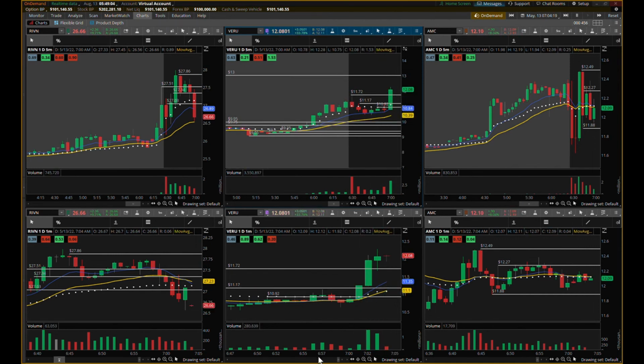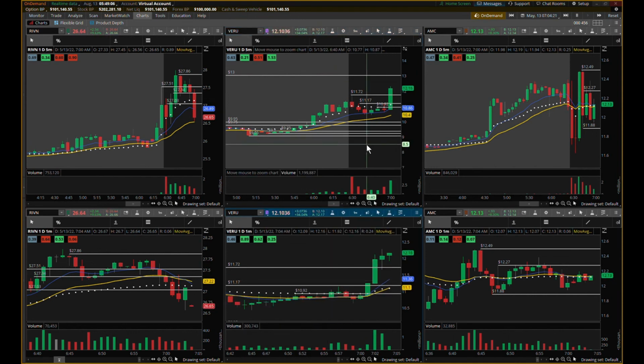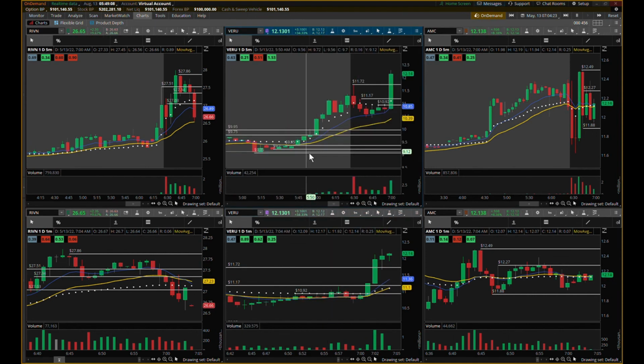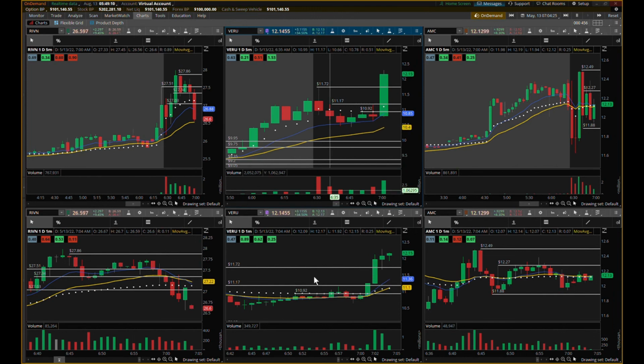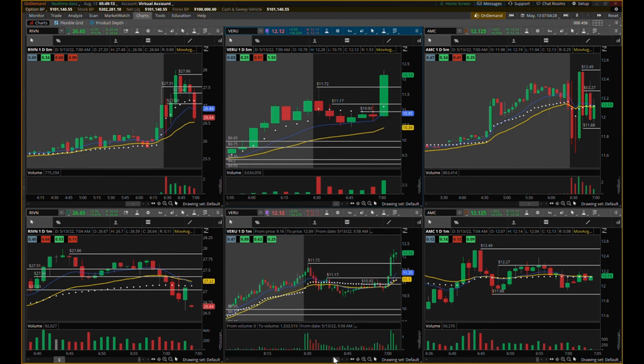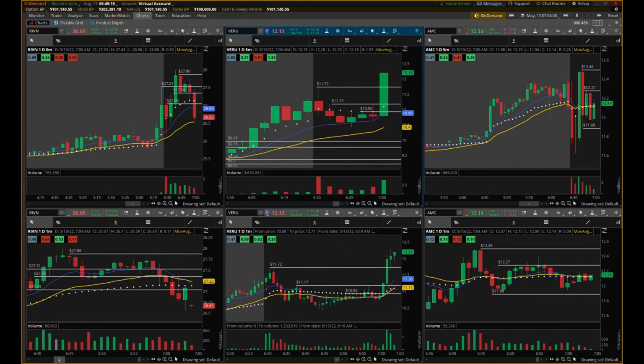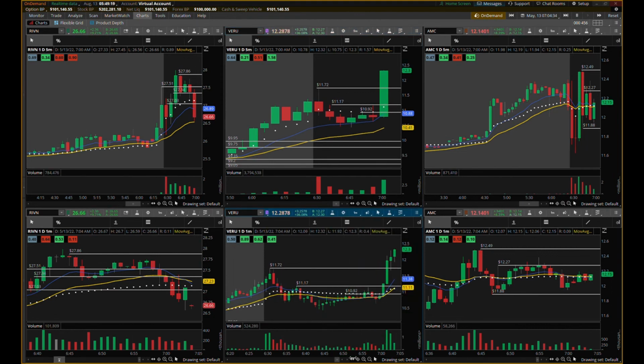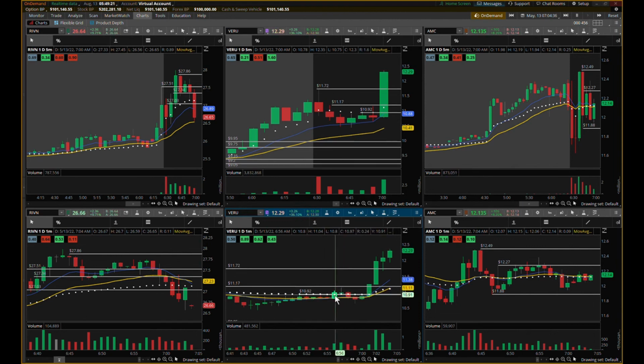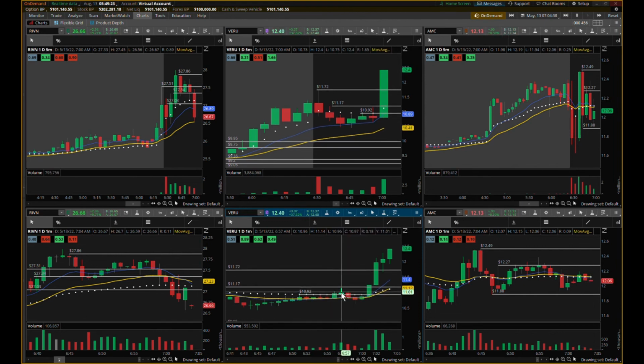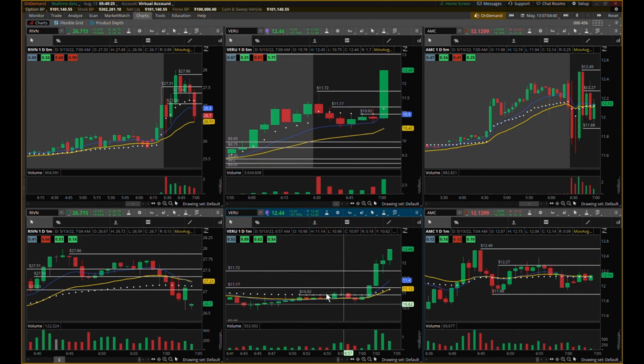But now we're a little extended. But this is a momentum stock. So I had the right idea when I got in down here, but I was too early. And then it pulled back and stopped me out.